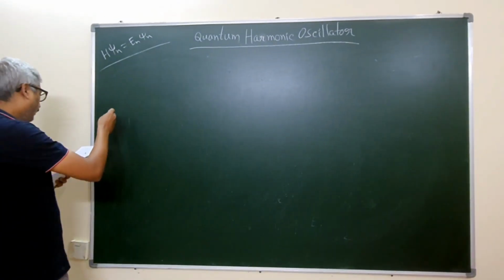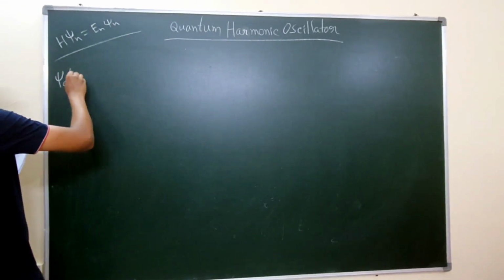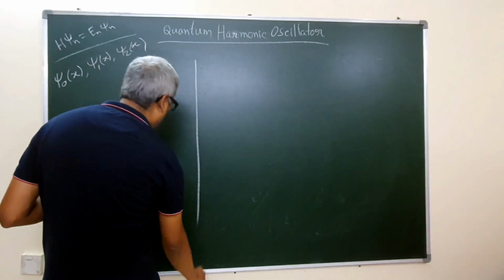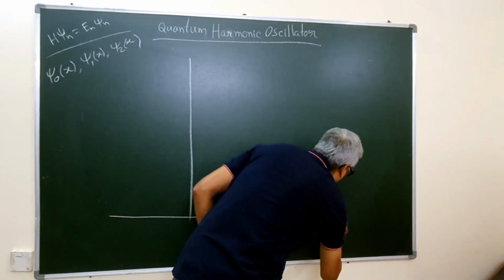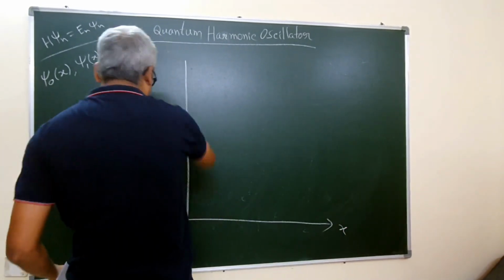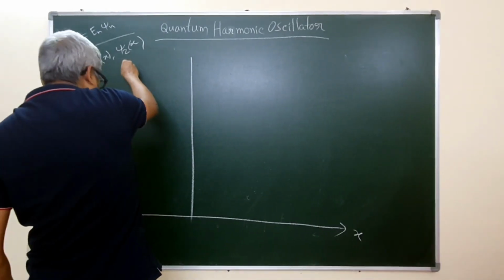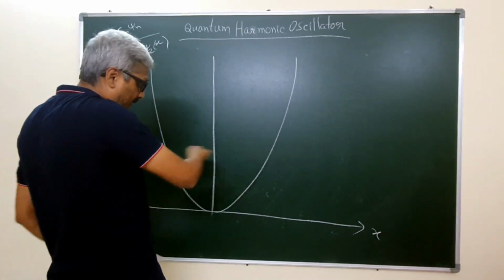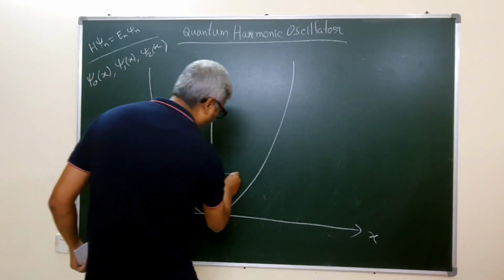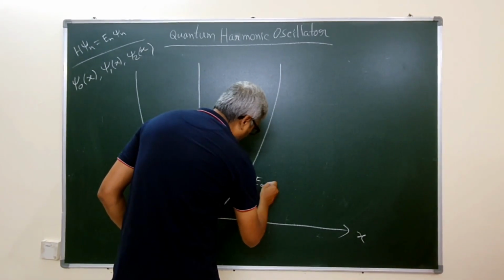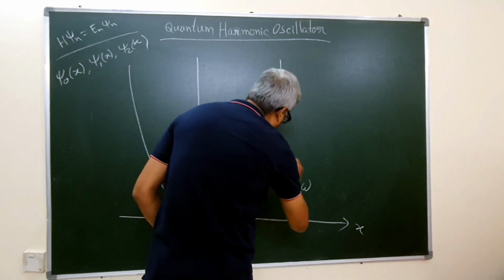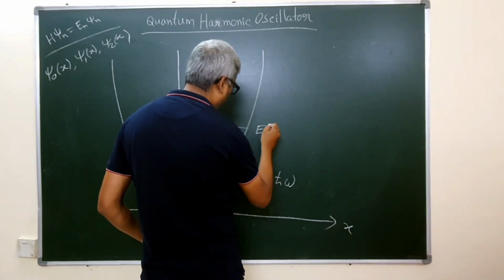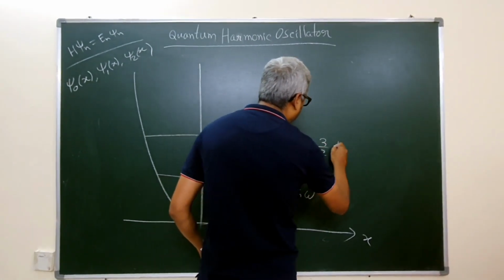Here I am showing a few plots of these energy eigenstates, psi 0(x), psi 1(x), psi 2(x). Here we can draw these functions to see how they look. This is my x axis. If this is the energy axis, you can imagine this is the harmonic oscillator potential, and the energy levels are equidistant. This is my E0, that is half h bar omega, and the next energy level, so they are equidistant. This is my first excited state, E1 is 3 by 2 h bar omega.